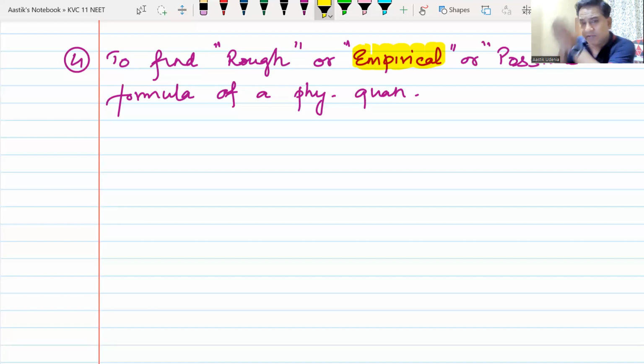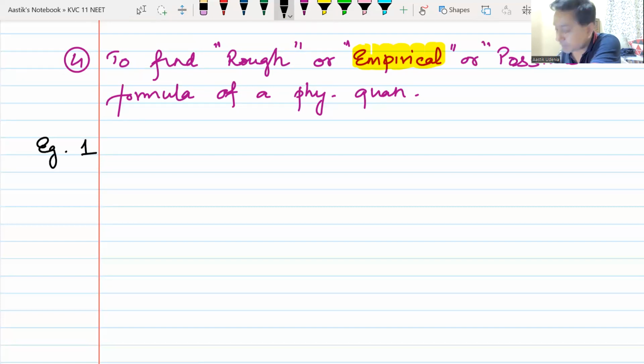Now, this is also similar to what we have done previously, where we do not know the actual formula, but using dimensional analysis, we can guess what may be the formula. We may not know the actual answer, but we may guess the answer. So that is known as the empirical formula or rough formula or a possible formula for force or any physical quantity. Now, the best way to understand this is by an example.